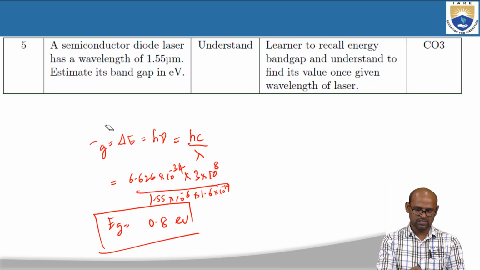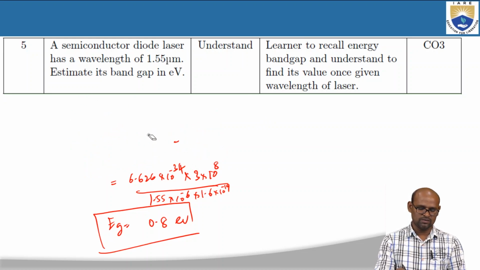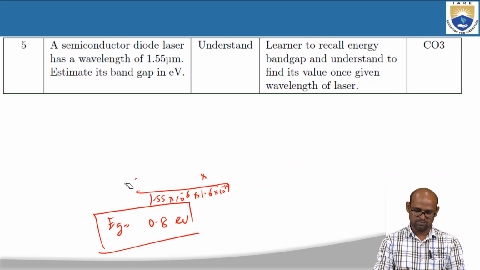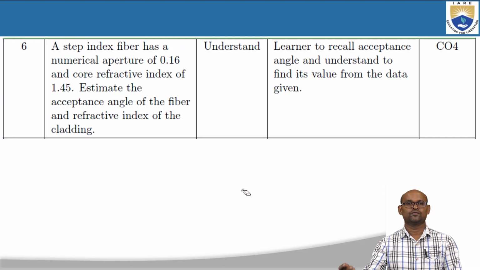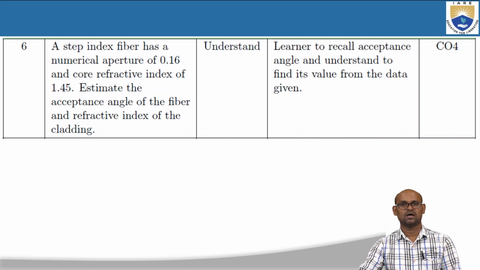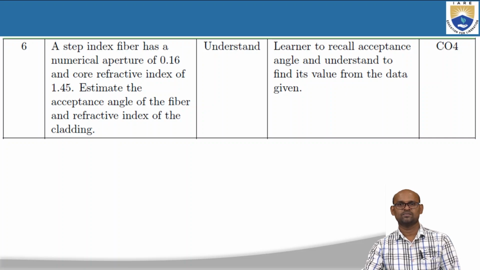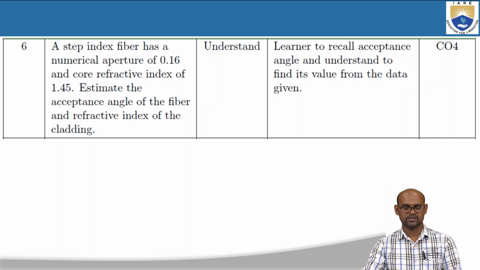Okay, so now we will look at the next 5 problems on fiber optics. The first problem on fiber optics, our 6th problem in module 3, is: a step index fiber has a numerical aperture of 0.16 and core refractive index of 1.45. Estimate the acceptance angle of the fiber and refractive index of the cladding.